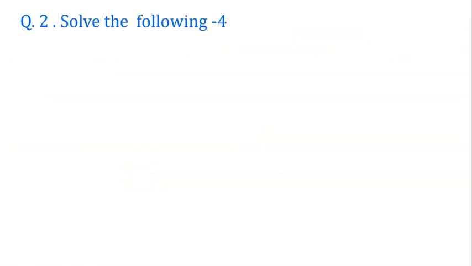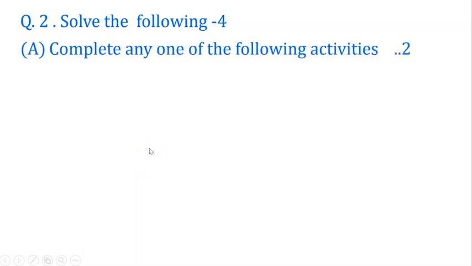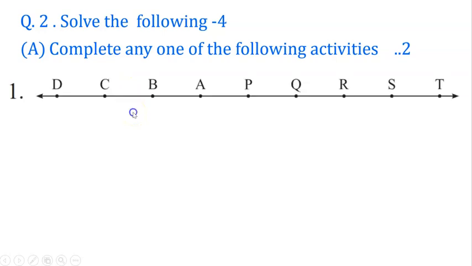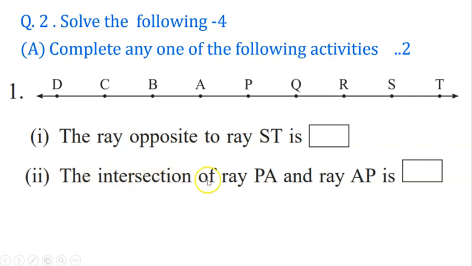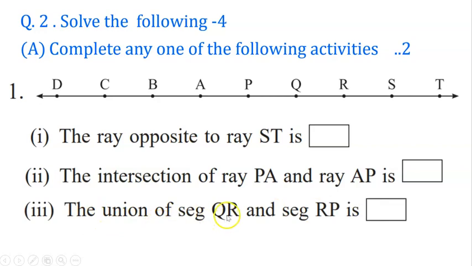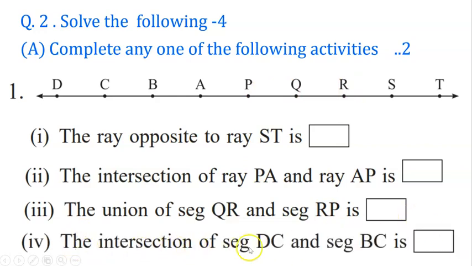Question number 2, solve the following. It's for 4 marks. First, that is A, complete any one of the following activity. It's for 2 marks. I have given the number lines. Write opposite ray to ray ST. Write the opposite ray of the ST. Second, the intersection of ray PA and ray AP, the union of segment QR and RP. Next, the intersection of segment DC and the segment BC.